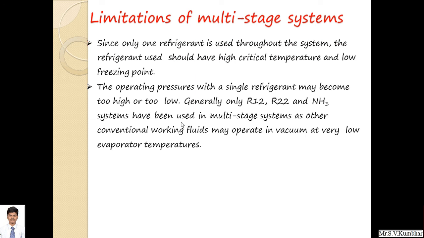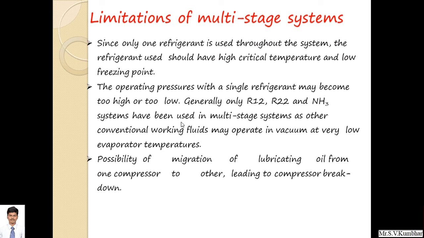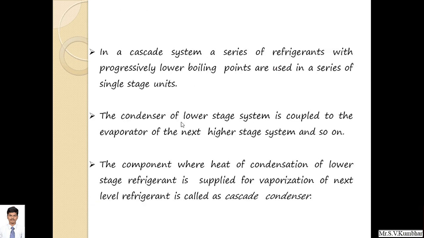Generally, only R12, R22 and ammonia systems have been used in multi-stage refrigeration systems, as other working fluids may operate in vacuum at very low evaporator temperature, and there is a possibility of migration of lubricating oil from one compressor to the other compressor, leading to compressor breakdown. These limitations can be overcome by the cascade refrigeration system.